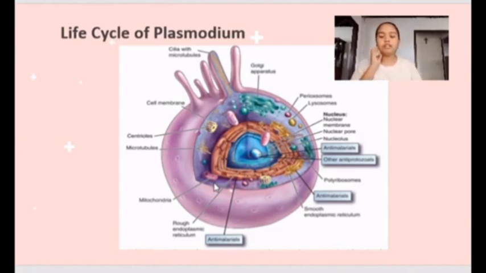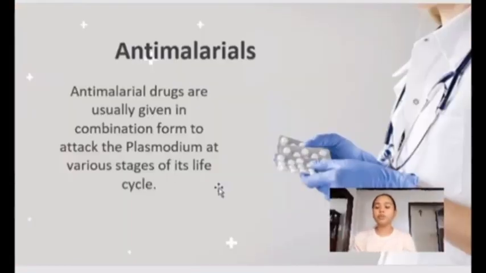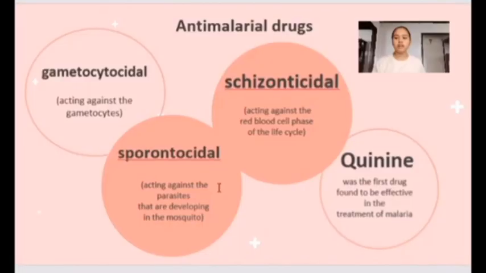The first attack of this type of malaria can destroy so many red blood cells that the patient's capillaries become clogged, and the circulation of vital organs is interrupted, leading to death. Antimalaria drugs are usually given in combination form to attack the plasmodium at various stages of its life cycle. Using this approach, it is possible to prevent the acute malaria reaction in individuals who have been infected by the parasite. Quinine or chloroquine was the first drug found to be effective in the treatment of malaria.